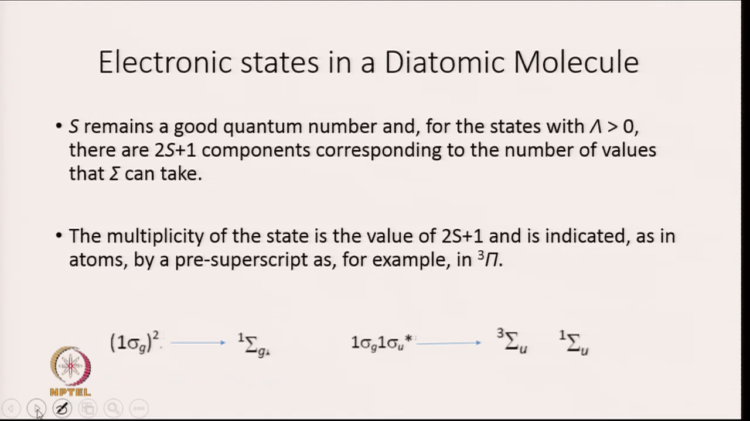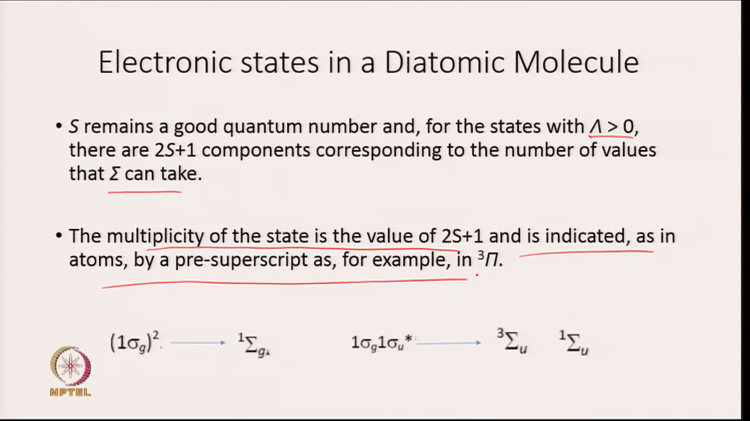What that means is S remains a good quantum number, and for a state with lambda greater than 0, there are 2S plus 1 components corresponding to the number of values that sigma can take, as we have already discussed for atomic orbitals. So the multiplicity of the state is the value of 2S plus 1, as we have seen in atomic spectra, and is indicated as in atoms by a pre-superscript, as for example in 3 pi. If S is 1, then you have 2 plus 1, which is 3.